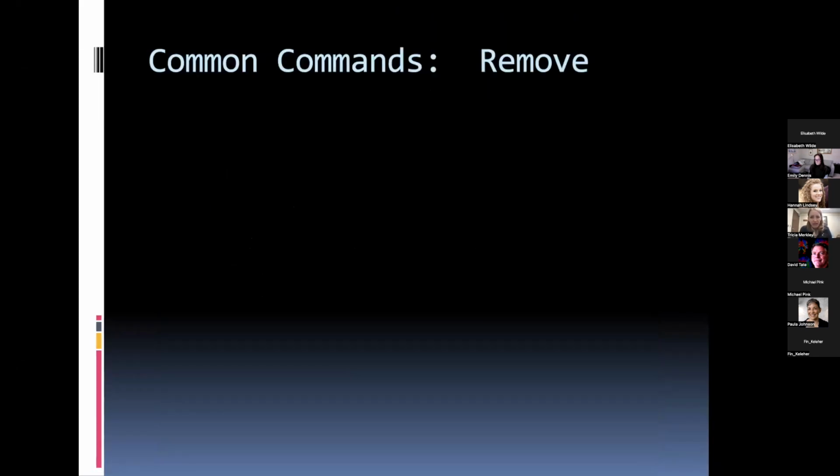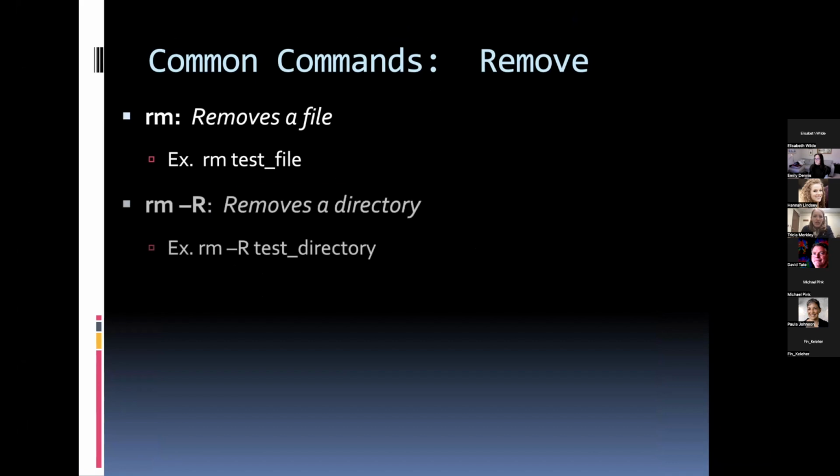All right, rm, this is a command, remove. This is a command that you want to be very careful with, especially as you're starting out. rm removes a file. So if you wanted to now remove that test file that you created, the command would be rm space test file, and that will remove the file. To remove a directory, similar to the copy command, you do add the r flag, and that will have the effect of removing the directory and recursively removing everything within that directory.